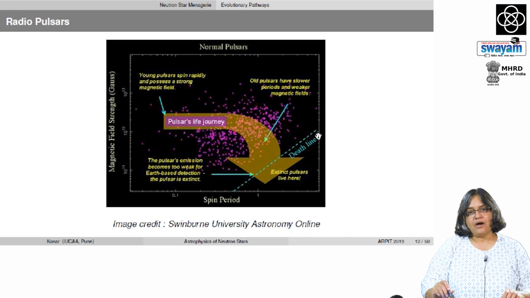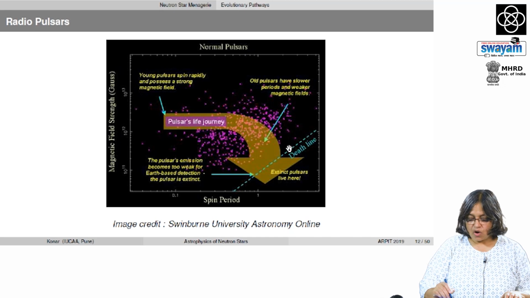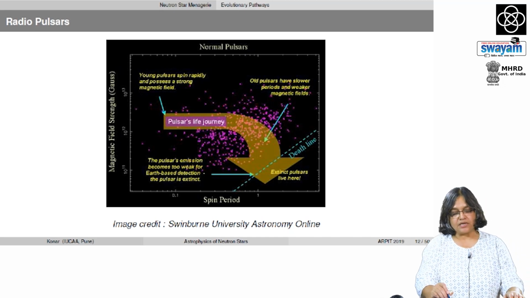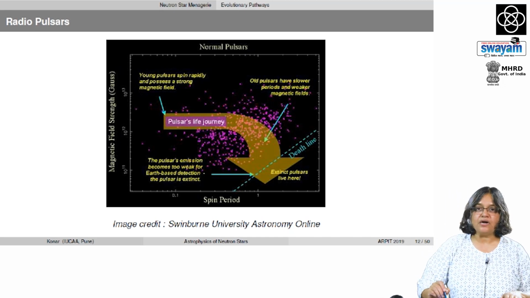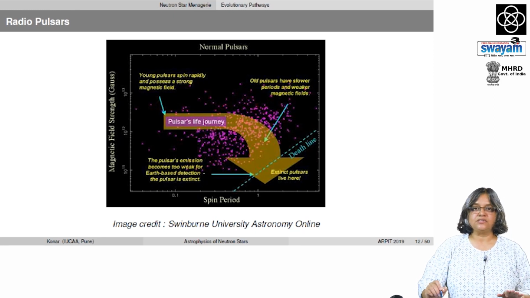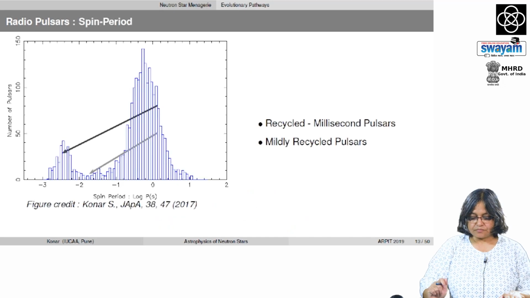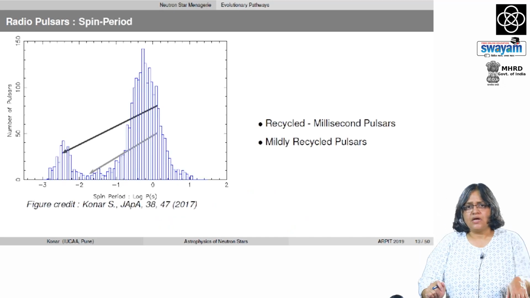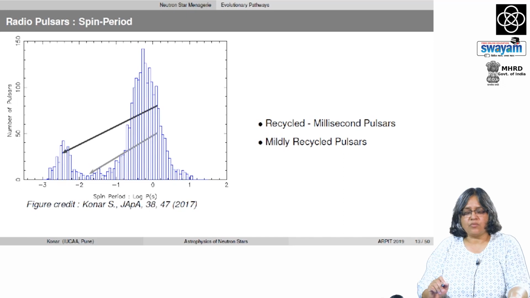So, when a radio pulsar in its course of evolution crosses this line, it enters a region which is called the graveyard, where they exist as neutron stars. They still have magnetic field, they still have rotation, but the emission process does not function anymore and they are not visible as pulsars. Now, what happens? We have already talked about them a little before.